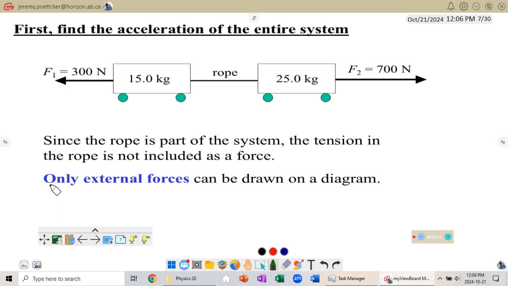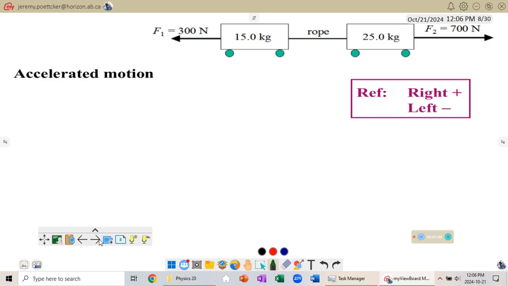Obviously, I think we can see pretty quickly it is going to move towards the right. Now, since the rope is part of the system, the tension in the rope is not included as a force because we only draw external forces on a diagram. It means looking at the system as a whole, we can't actually do anything with it.